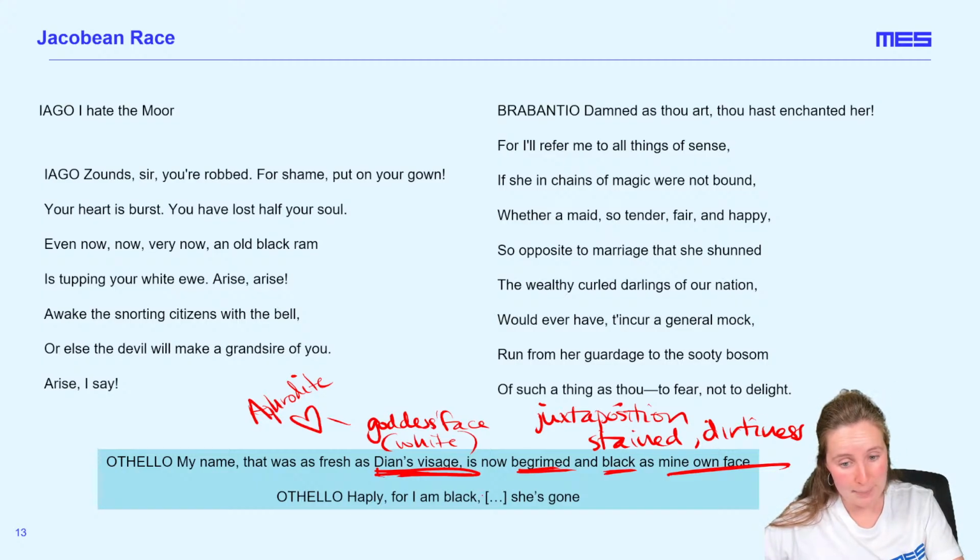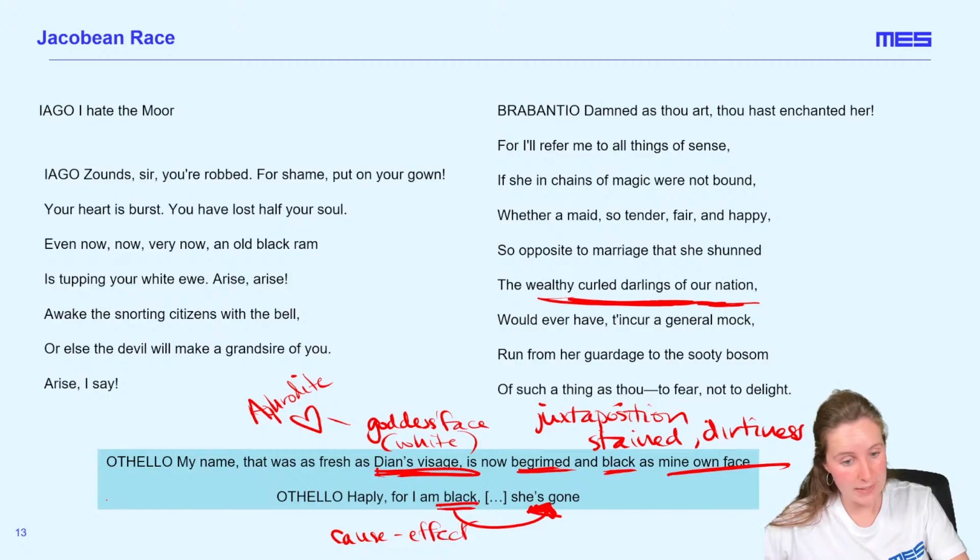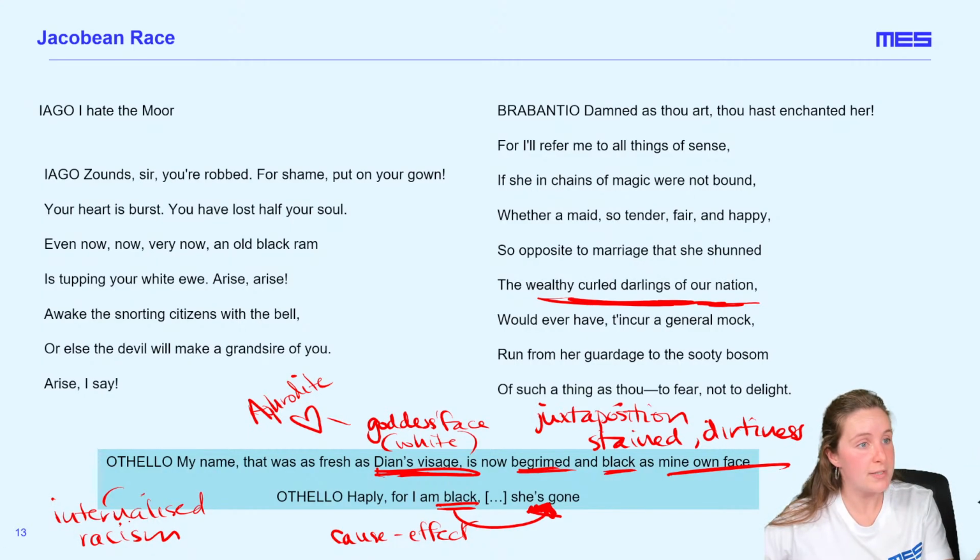And Othello also says, haply for I am black, she's gone. It's like, because I am black, she's gone. Because I don't have those things that all of these other wealthy curled darlings of our nations have. Because I'm black instead, she's gone. So this is cause and effect here. And speaks to his own internalized racism. That he views her cheating on him as something that was bound to happen because he's black. Right?